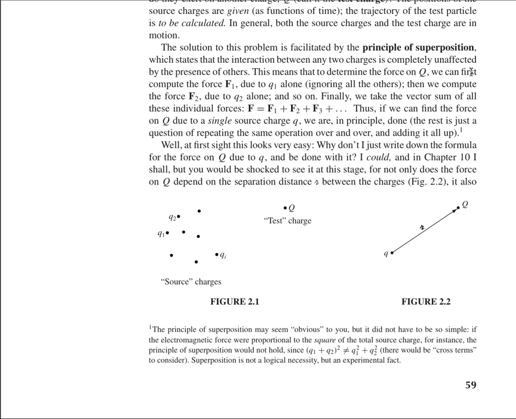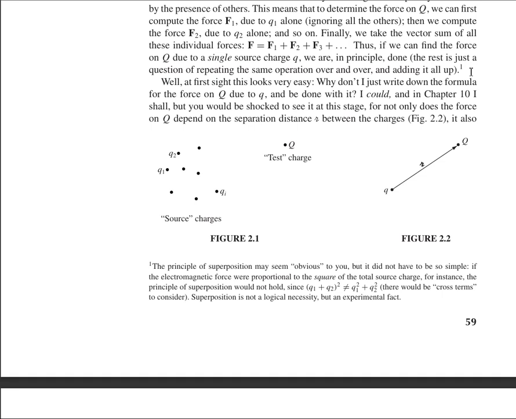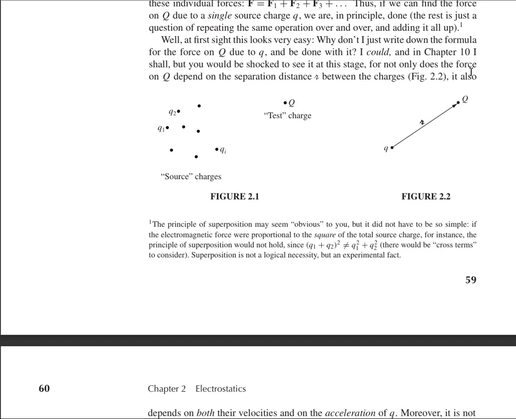So if we can find the force on Q due to a single source charge, we are in principle done. The rest is just a question of repeating the same operation over and over and adding it all up. ठीक है, तो बेसिकली बात कह रहे हैं कि एक बार we can find the force on charge Q due to a single source charge, we can just do it for the rest of the charges. मतलब अगर Q1 के द्वारा F1 निकल आ रहा है तो you can just repeat the process for F2, F3, and it becomes a computational programming process और आंसर हम लोग निकाल सकते हैं. We are in principle done. The rest is just a question of repeating the same operation over and over and adding it all up. That's obvious.